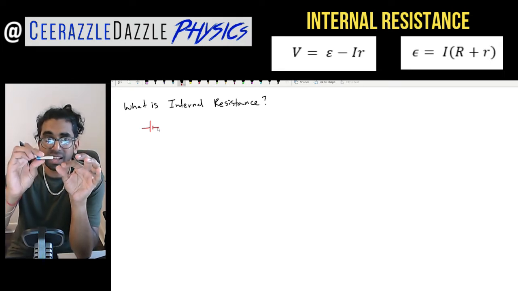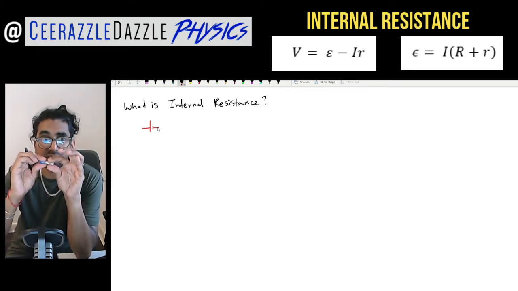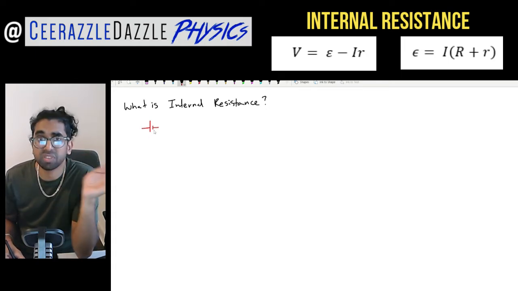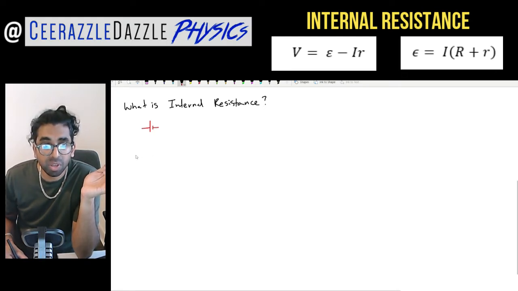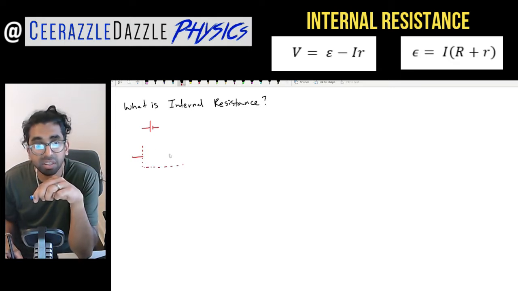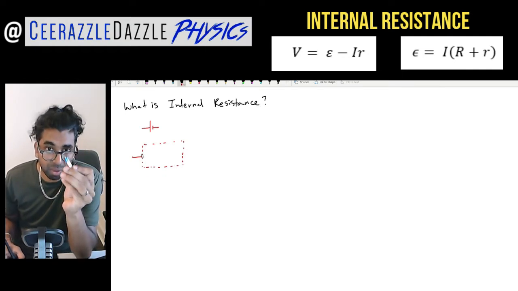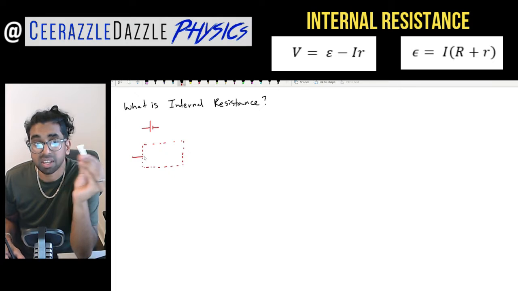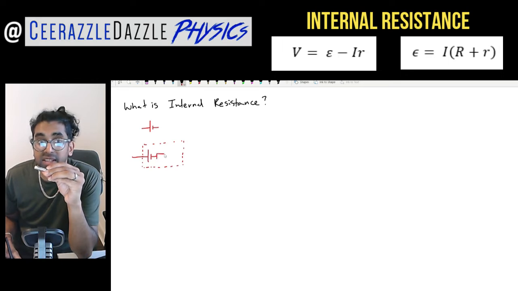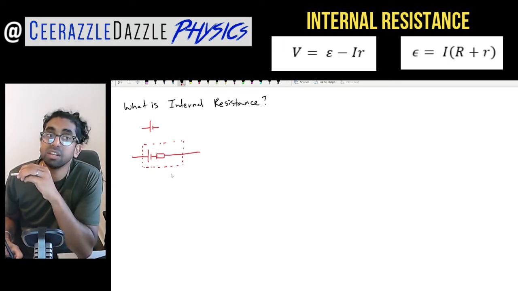But within this cell, there is some resistance within the cell itself. So rather than me draw it like this, as you can see, we have a cell over here, which we've seen so many times. I'm just going to put a dashed line here to show you that what's actually inside the cell is a little resistor within itself, because every single source of power has its own internal resistance. Within this dashed box, there is a source of energy, but there is a little resistor as well.